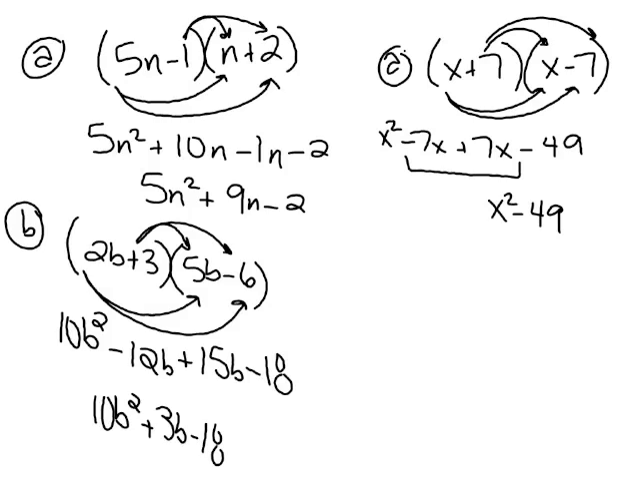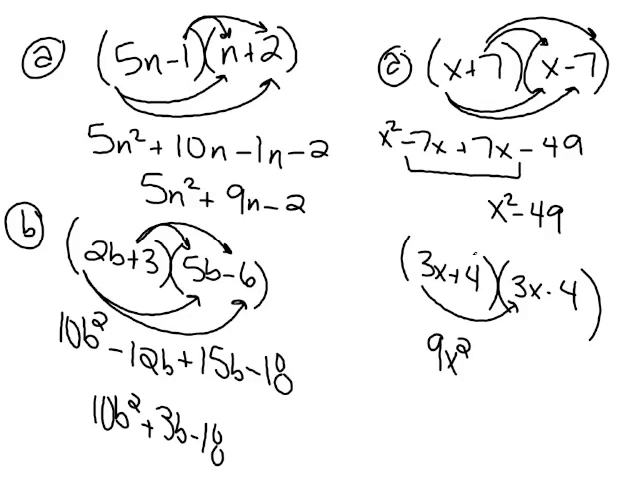A conjugate is where I have the same thing inside my brackets with different signs, one positive and one negative. Let's say I have 3x plus 4 times 3x minus 4. Are my terms the same? Yes, so they're called conjugates. The shorthand way is to multiply my firsts together, 9x squared, and my lasts together, minus 16. Go ahead and do it the long way if you want. It's just a special exception.